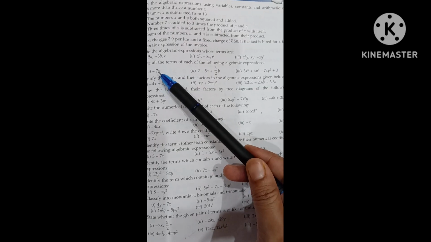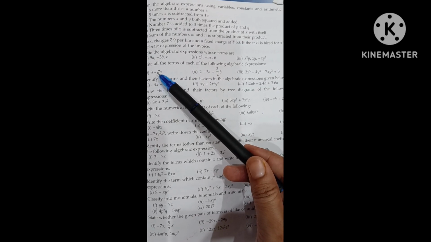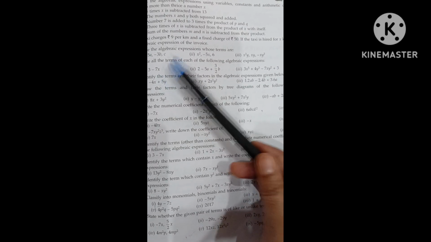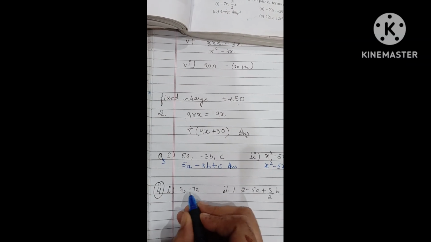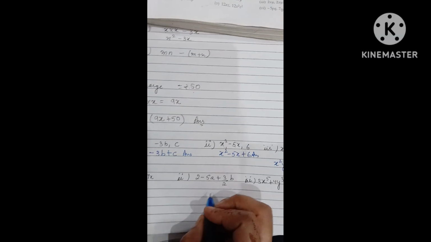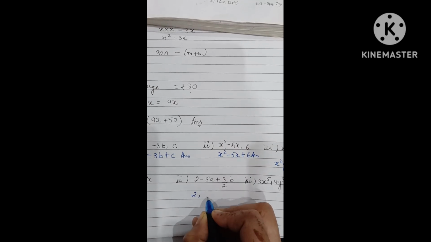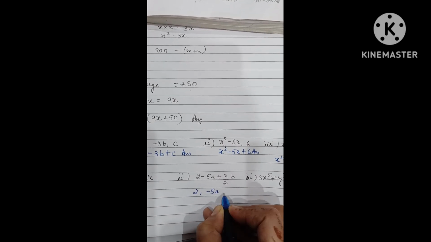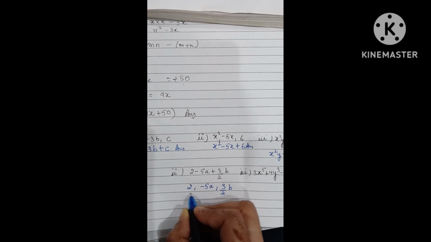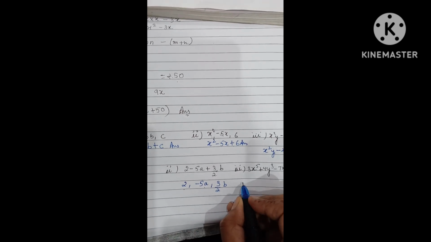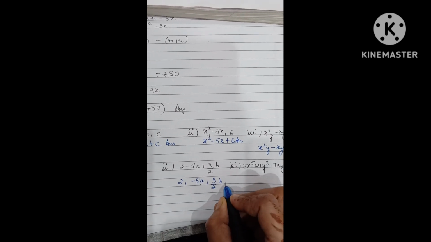How can we write this? The first one: 3 comma minus 7x. So I have written answer 3 comma minus 7x. The second answer is 2 comma minus 5a comma 3 upon 2b. These are the terms I have separated, so it will become your answer.